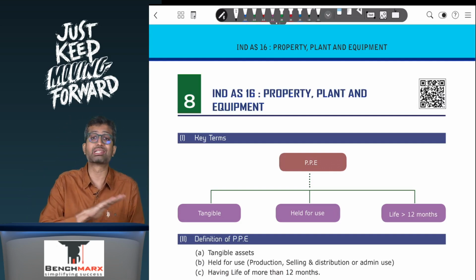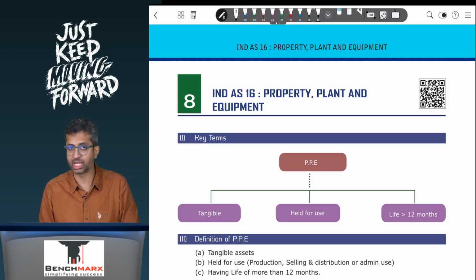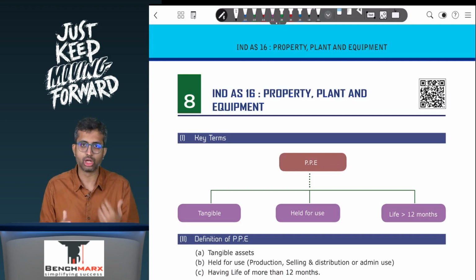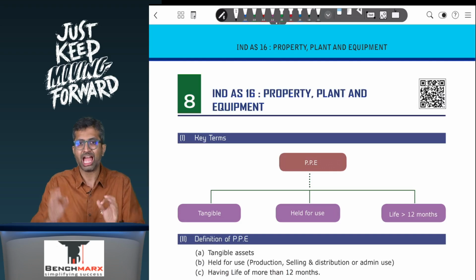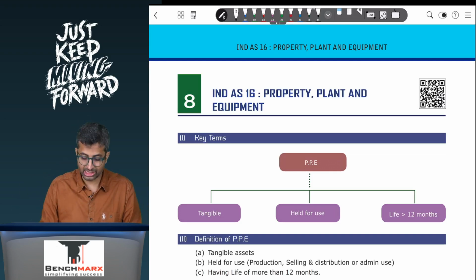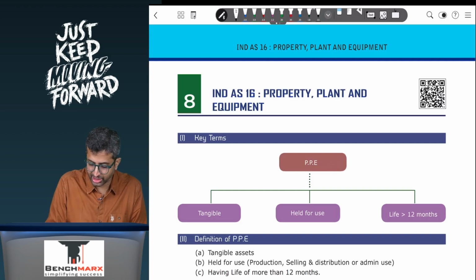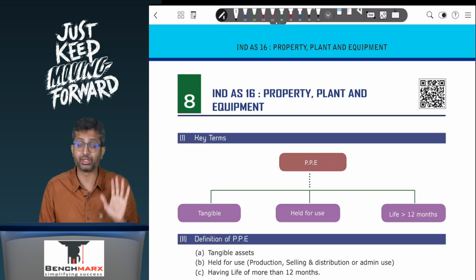Ind AS 106 is not in your syllabus. Ind AS 105 is there in your syllabus. 106 is not there because of the very technical nature of these exploratory and evaluatory mining linked operations. And hence, we need to know that these exploratory and evaluatory assets linked to mining operations will be covered under 106. They are not a part of Ind AS 16. 106 though is not a part of your syllabus.